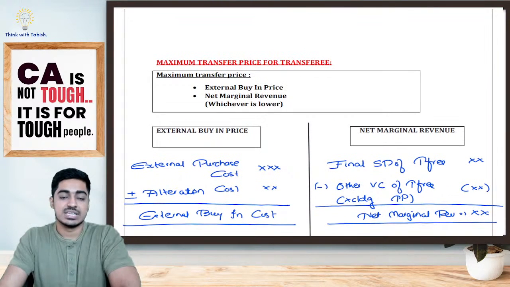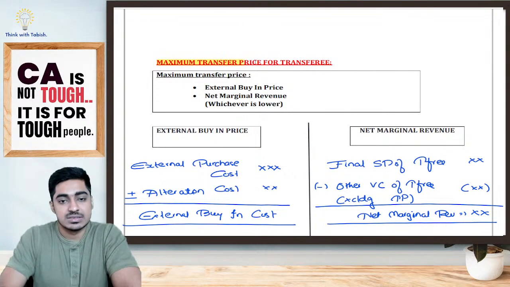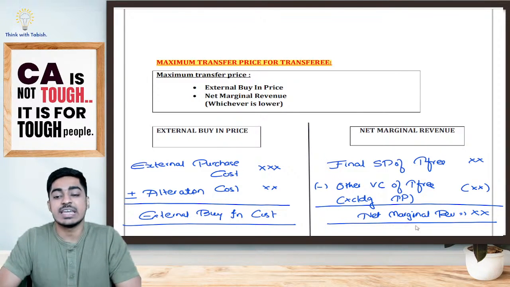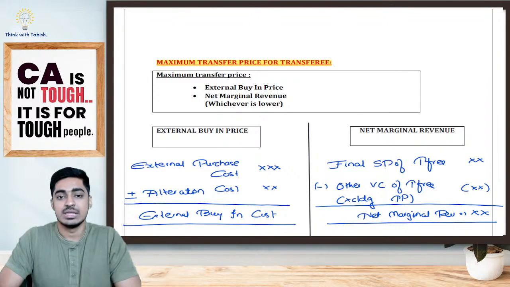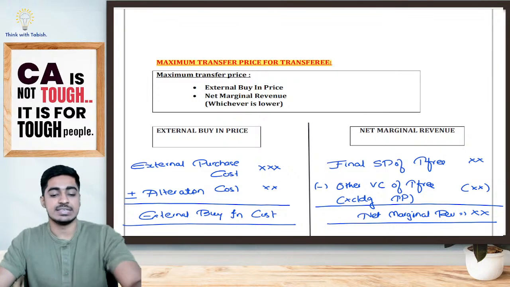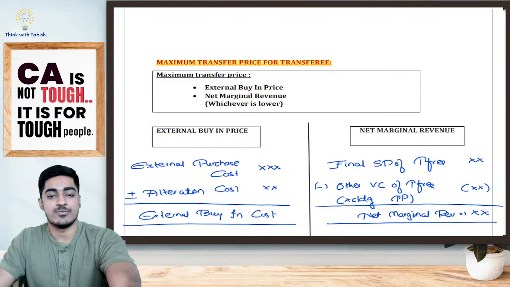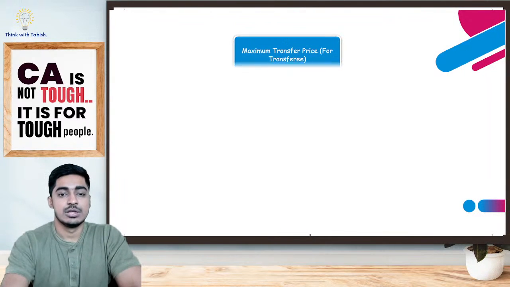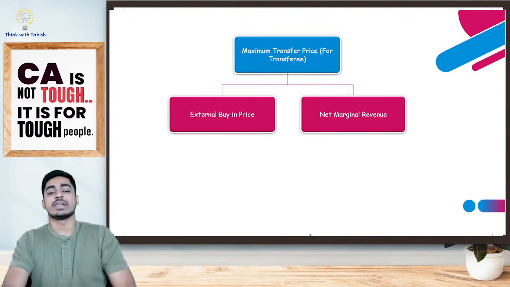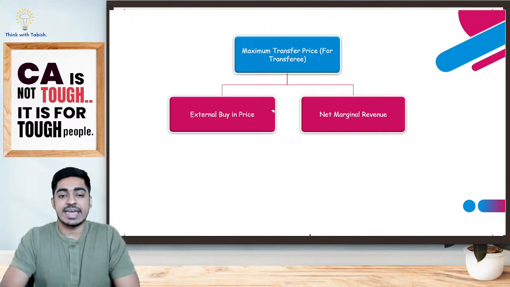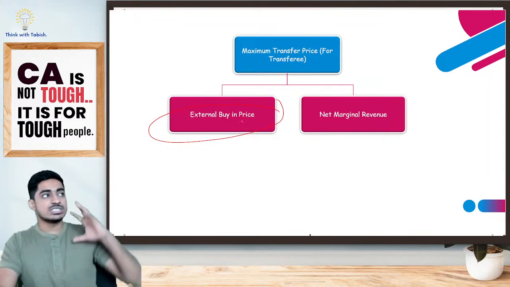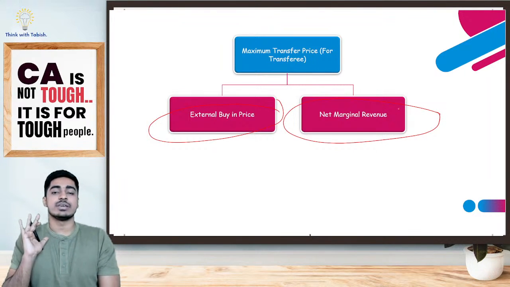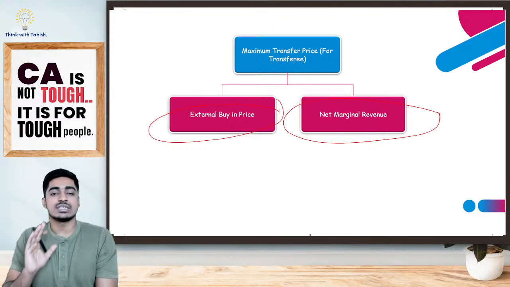Clear? Now the maximum transfer price from the perspective of the transferee. The transferee is saying, maximum how much I can pay. There are two ways in which he is thinking, and he is telling the maximum amount I am willing to pay you. Look at this, the maximum transfer price for the transferee is either the external buy-in price, the price at which I'm getting it outside, or the net marginal revenue, how much cash I'm having. Based on that, I'm going to decide. How are we going to decide?